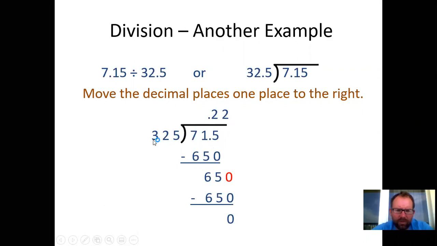And then what we have to do is figure out, does 325 go into 7? Nope. Does 325 go into 71? Nope. Does 325 go into 715? Yes, it does. It goes into it twice. You'll get 650. You subtract that out and get 65, and then you'll have 650 again, which we already know because we just did it. It goes into it twice, evenly, and we're done. That's it. That is dividing with decimals.